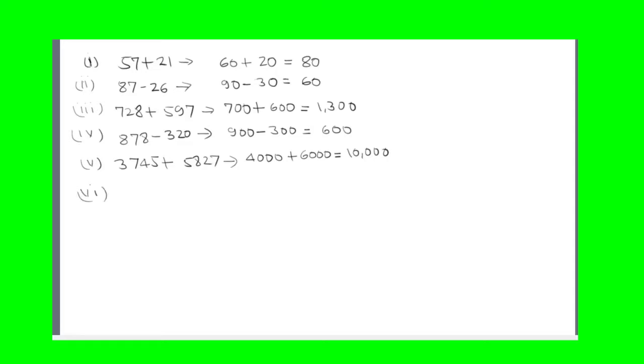Our sixth example is 8279 minus 3127. So on rounding off we get 8279 is rounded to the nearest 1000, which becomes 8000, and 3127 becomes 3000. So 8000 minus 3000 gives us 5000.